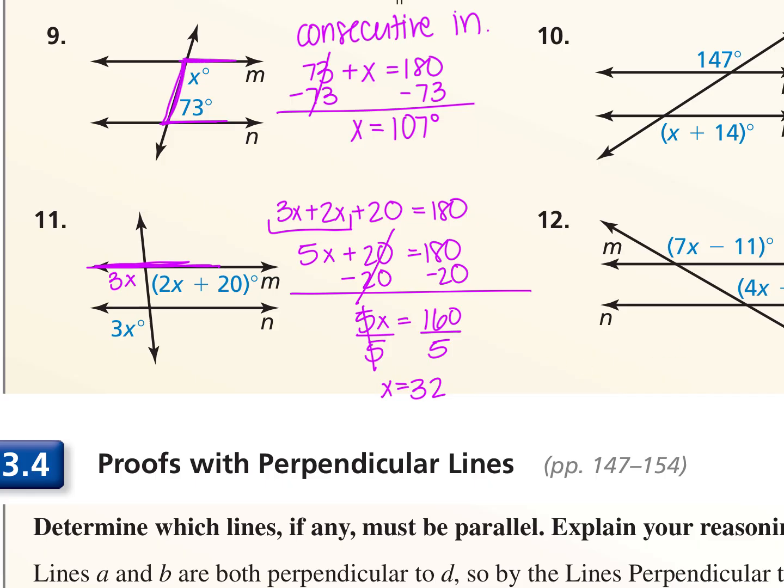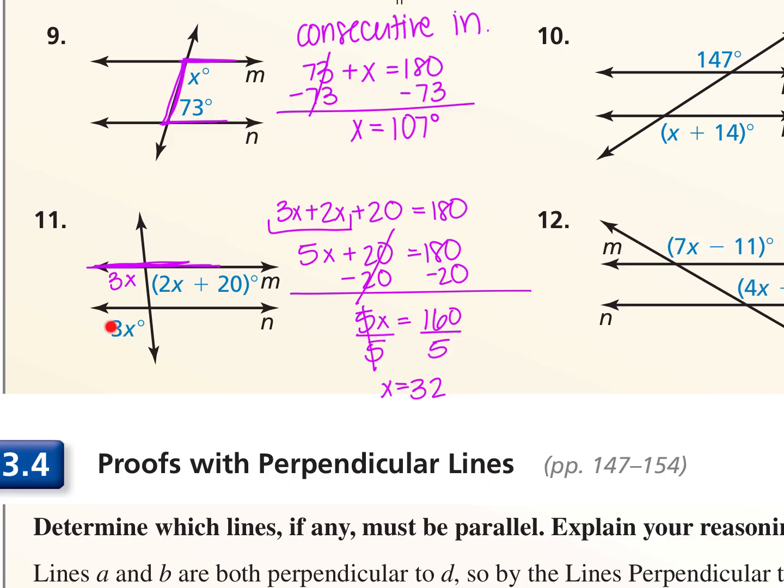All right, questions on 11. Yeah. So you mean how would you name this one? Like what would it be called? You would have to do it in steps. I couldn't just say, oh, it's supplementary angles or they're alternate interior. You could do it either way.